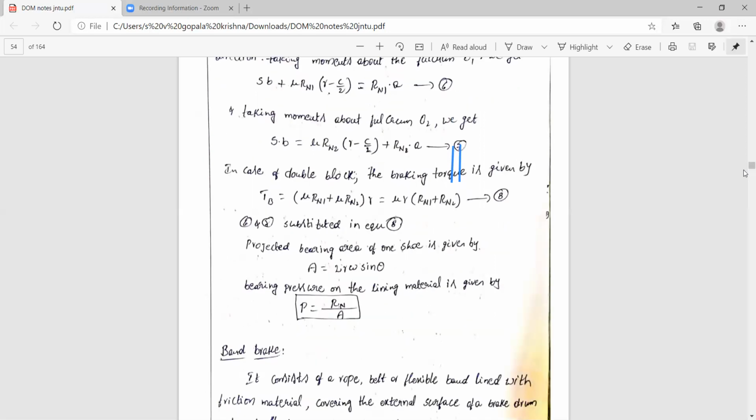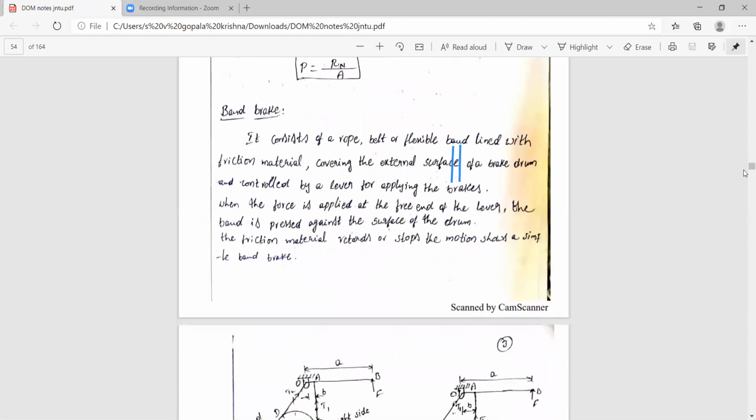Now going to take the next one, the band brake. All of you observe the band brake. It consists of a rope or belt, lined with friction material and covering the external surface of a brake drum, and controlled by a lever for applying the brakes.